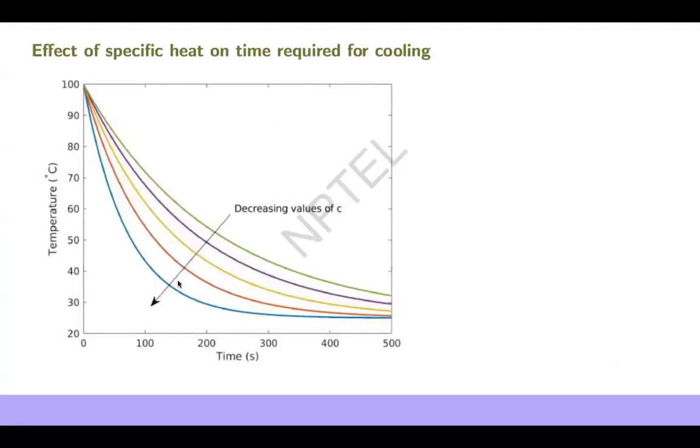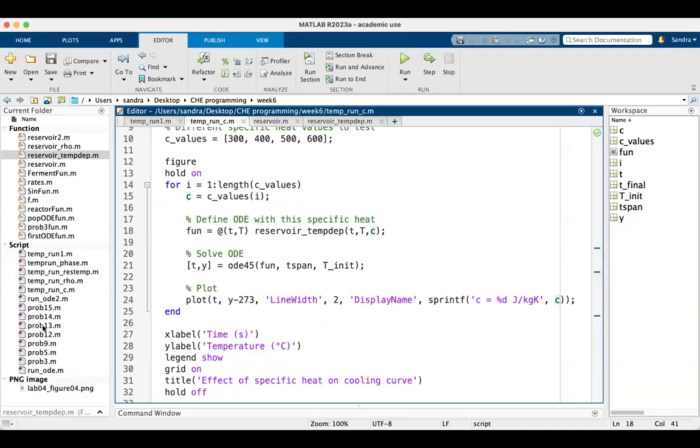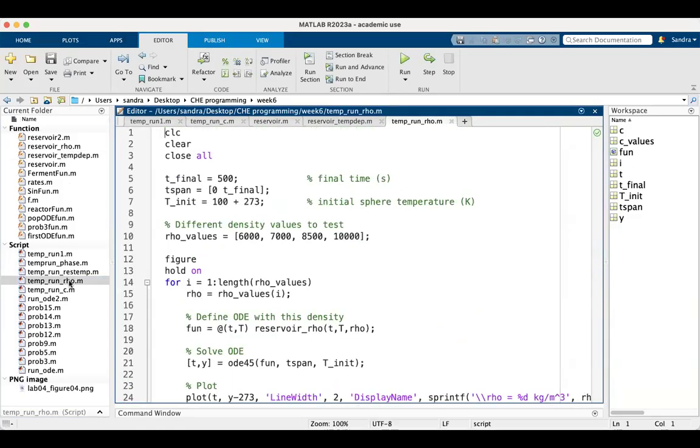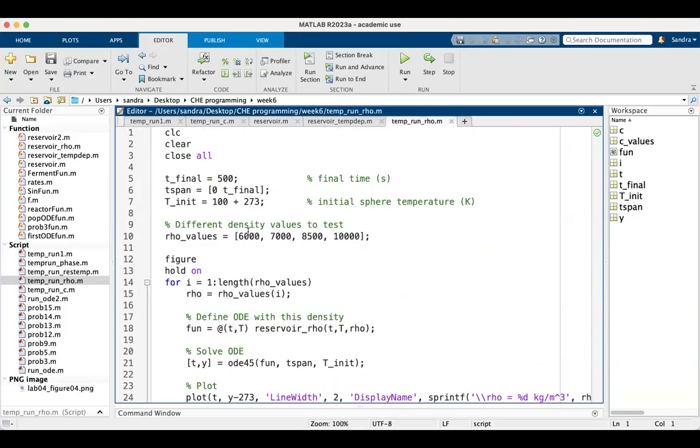For decreasing value of C, this is the behavior you get. This is in the decreasing order of C. Similarly, you can vary it for densities also. For densities, I use the same code itself, and everything remains the same. Earlier, the density that I took, rho, was 8,500. Now let me vary the rho. Now rho can take values 6,000, 7,000, 8,500, and 10,000.